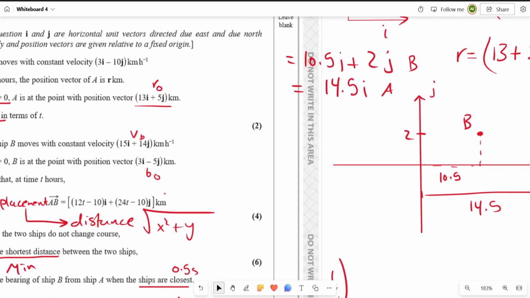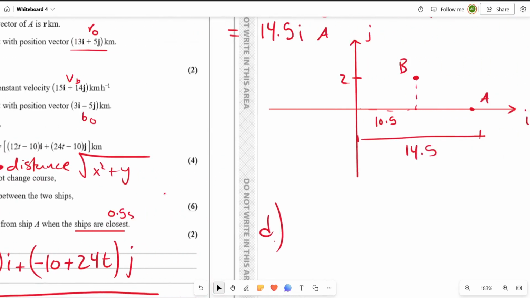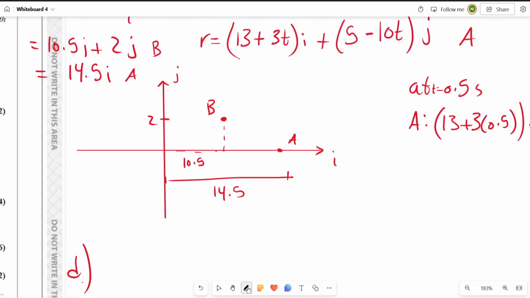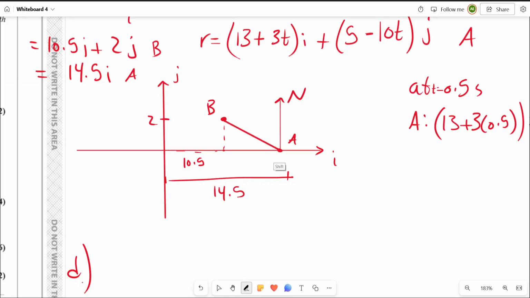Now the question tells me to find the bearing of ship B from A. From A tells me straight away that I need to draw a north at A. It's just a line pointing north, and this line connects B to A. For bearing, I always move clockwise, until I hit the line connecting my two points, B and A. So from the north I move clockwise until I hit the line which connects my two points. This whole angle is going to give me the bearing.